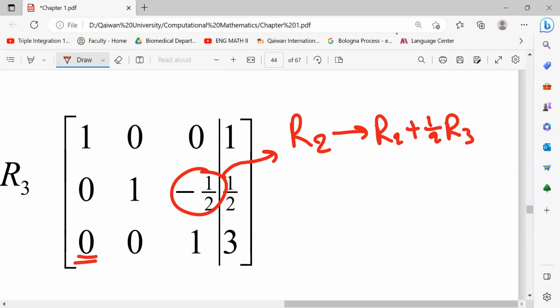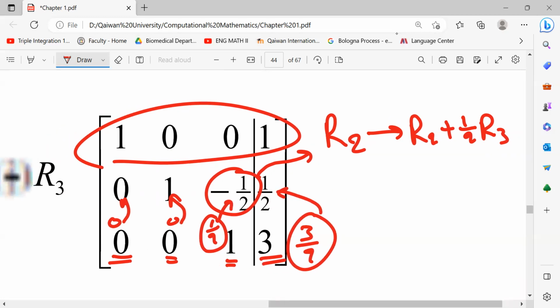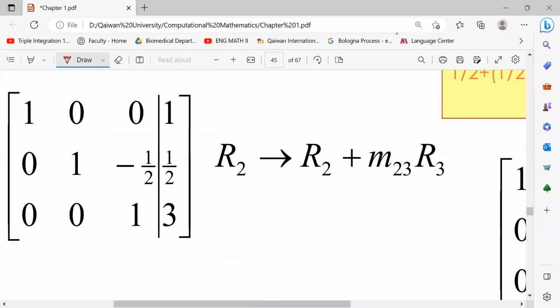So we multiply row 3 by a half, then we add it to row 2. If we multiply row 3 by a half, 0. This is 0. If we multiply this by a half, we get a half. Multiplying this by a half is 3 over 2. Then we add these to row 2. Row 1 is the same. 0 plus 0 is still 0. 0 plus 1 is still 1. A half plus minus half is 0. 3 over 2 plus a half is 2. Okay, it's 2. And the last one is still the same. We get this matrix.